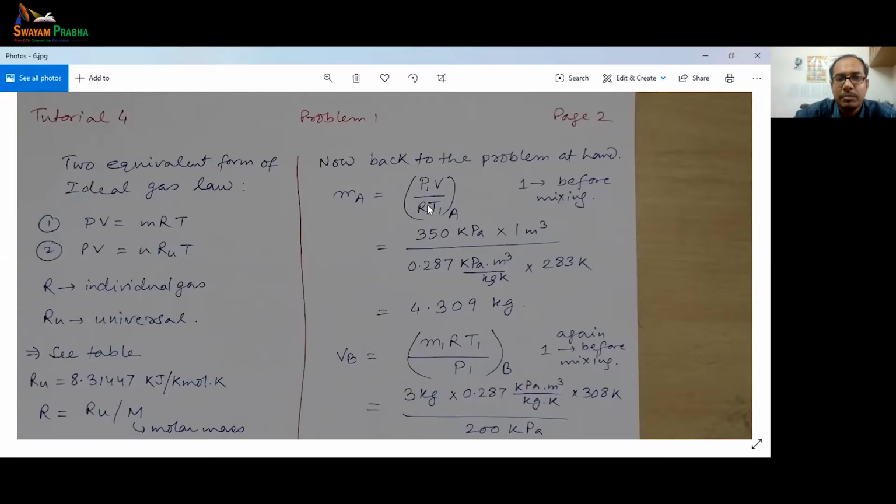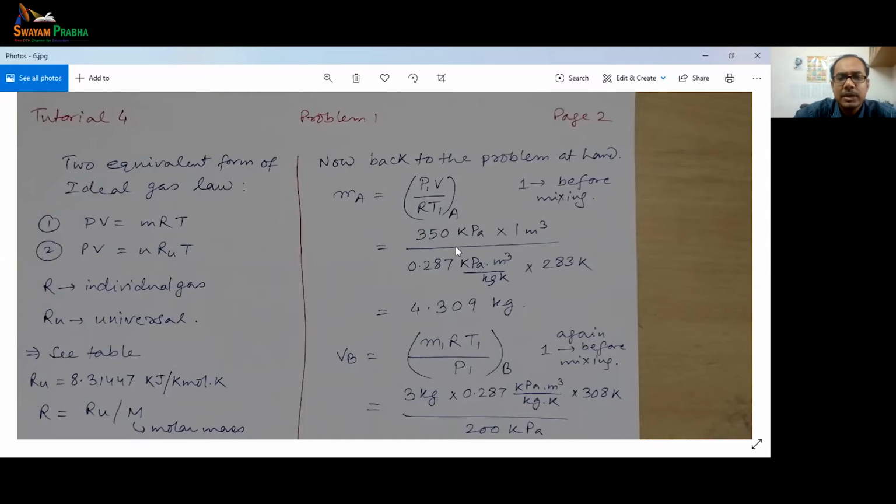So m equals P1V divided by R times T1 for tank A. All these values are given. This is 350 kPa and 1 meter cube volume, and the gas constant we have found out from the table, that is 0.2870 kilojoule per kg K. This kilojoule you can also write as kilopascal times meter cube. You can check this up, those are equivalent units. Kilojoule is equivalent to kilopascal meter cube.